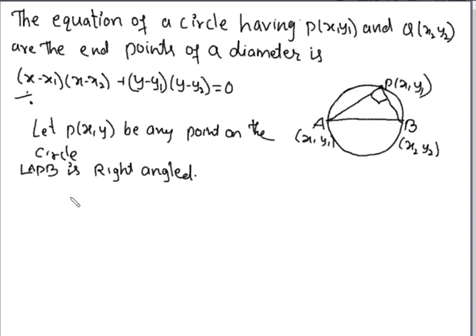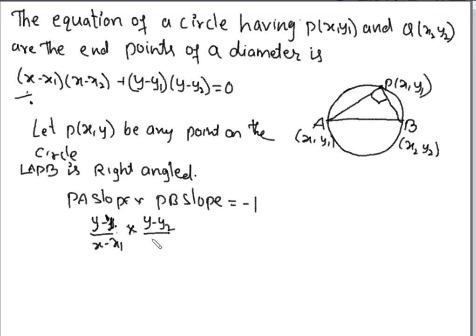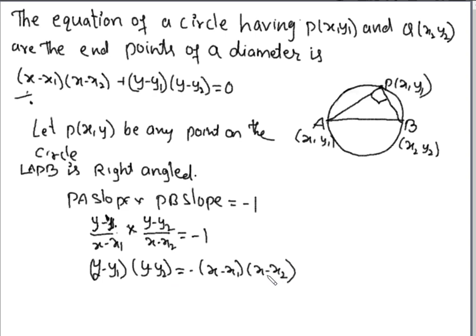So in a right angled triangle, the product of the slopes of PA and PB is equal to minus 1. That is, the slope of PA is (y minus y1) by (x minus x1), into (y minus y2) by (x minus x2), is equal to minus 1. Taking cross multiplication, (y minus y1)(y minus y2) is equal to minus (x minus x1)(x minus x2). Taking this to one side, (x minus x1)(x minus x2) plus (y minus y1)(y minus y2) is equal to 0.